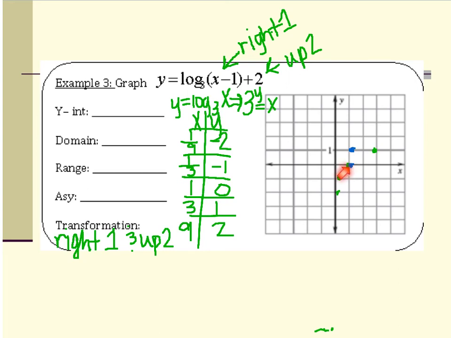This point, and this was my x-intercept, so this is actually going to be, we're going to call it our starting point again. If I go right 1 and up 2, it's going to be at that point 2, 2. So that's a special point on our graph. So I'm going to call that my starting point. And that's the point 2, 2. It's a special point, so we're going to put that right on there. And then this point, if I go right 1 and up 2, it'll be right about here.